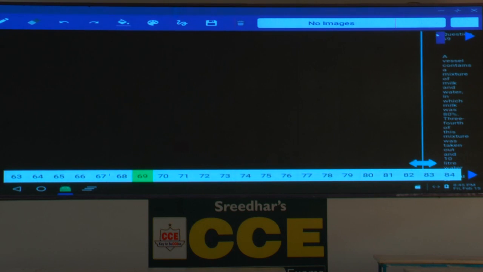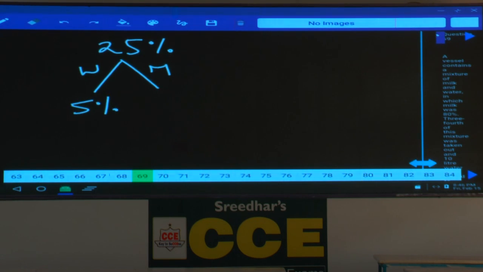Now let me take total quantity as 100%, 3/4 gone. Now we have only 25%. Out of 25%, you know that milk occupies 80%, then water will be 20%. What is 20% of 25? 5%. Then remaining 20 will be milk only. And again you are adding 10 liters of water.